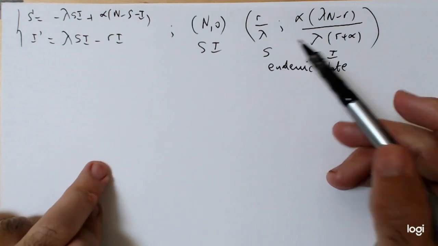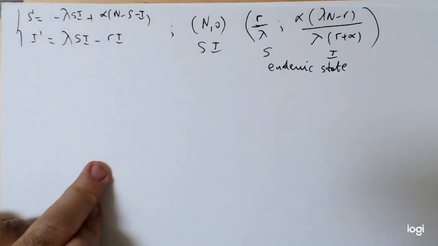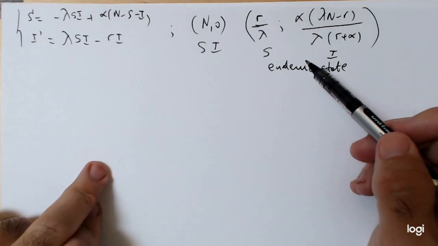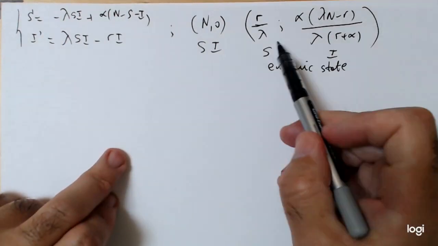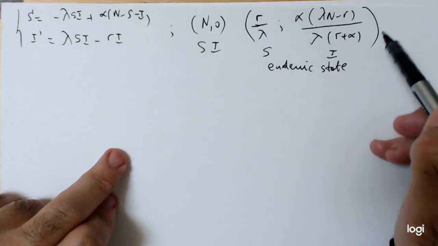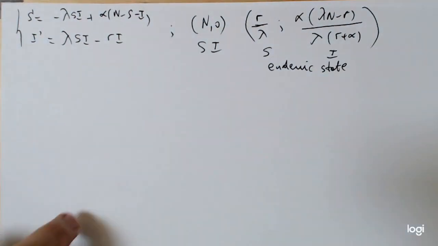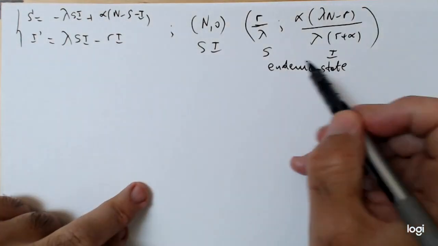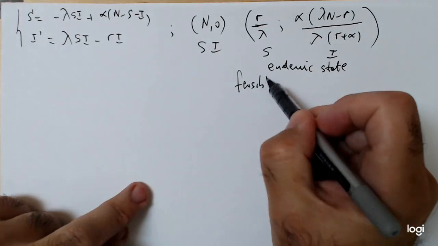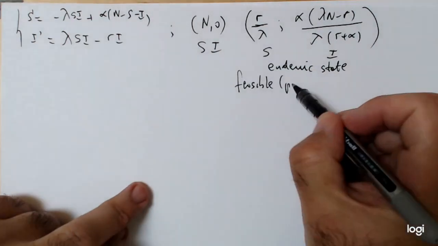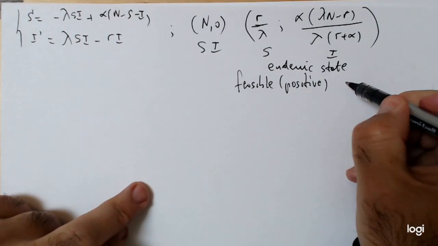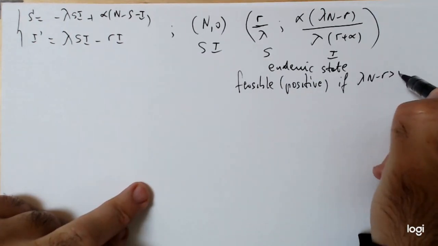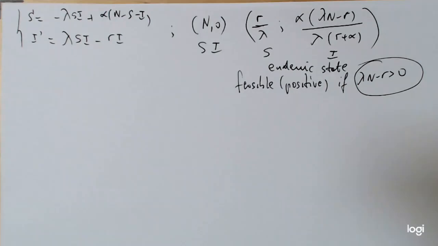Because at this equilibrium point, if it becomes stable, the conclusion is that the disease establishes itself in the population. So you approach the limit, and in the long run, you don't get rid of the disease because the infected class will approach a positive constant. And speaking about positive, remember always the feasibility condition. The endemic state is feasible, or biologically feasible, or positive, in my case here, if lambda N minus R is greater than 0. So we need to have that condition for this to be biologically meaningful.